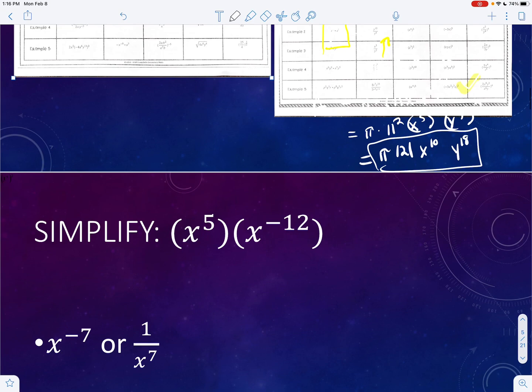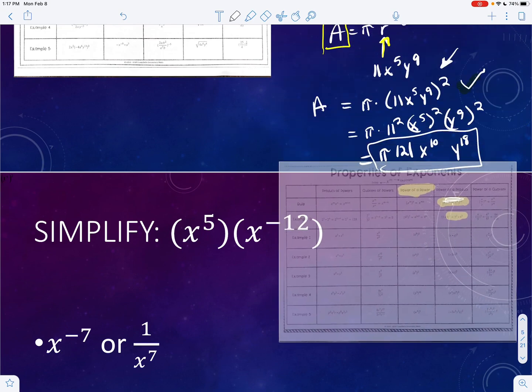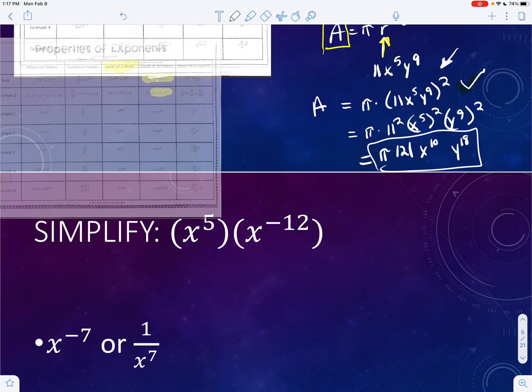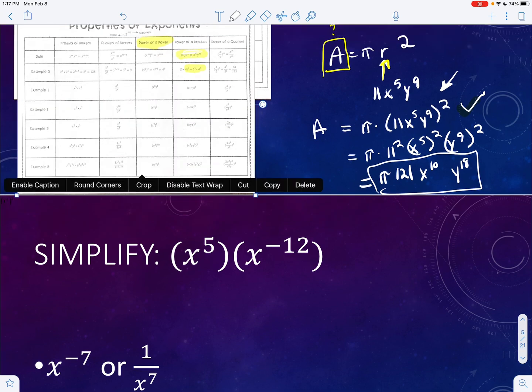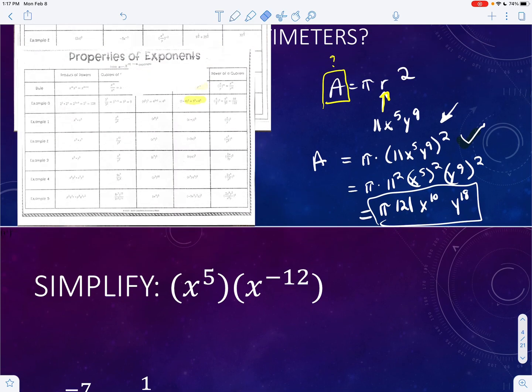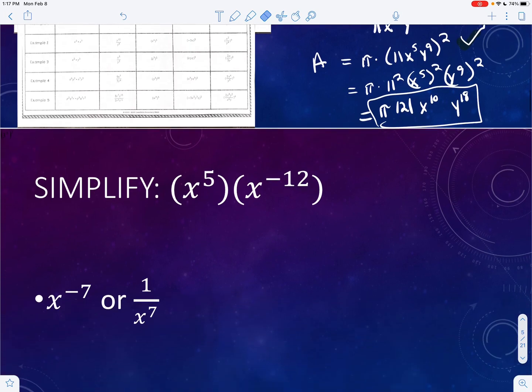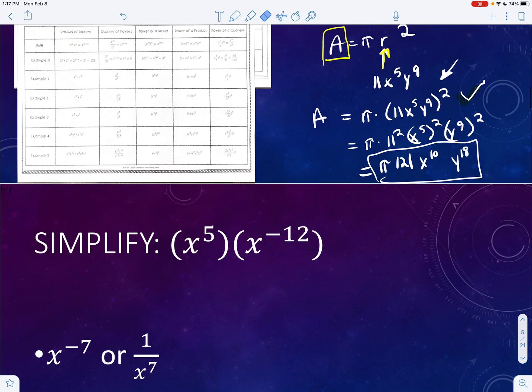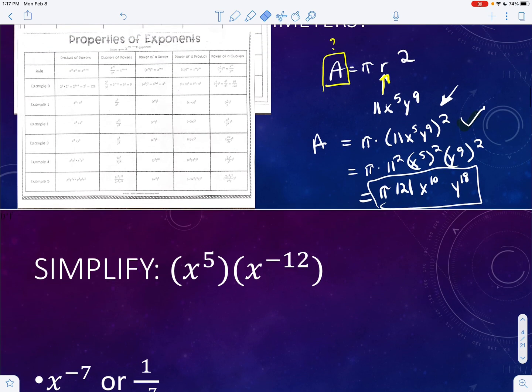All right, let's keep it moving. So with this next one, it says simplify x to the 5 times x to the negative 12. Note that we have the same base here, so we're going to use product of powers. This becomes x to the 5 plus negative 12.